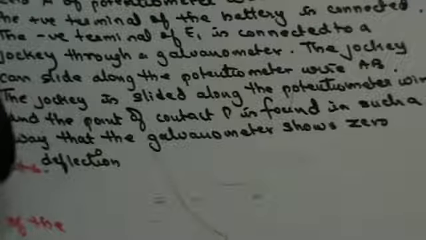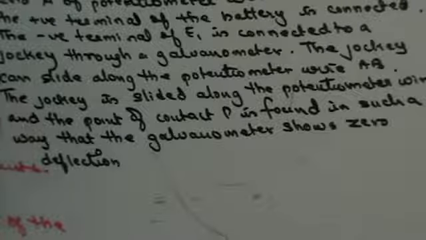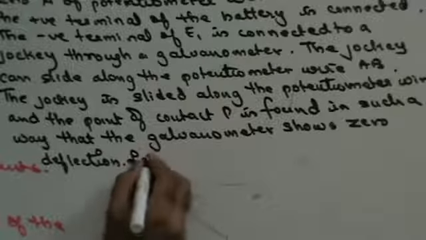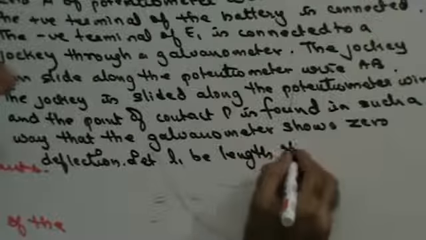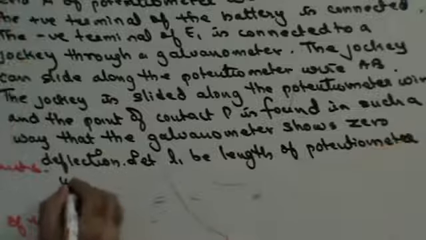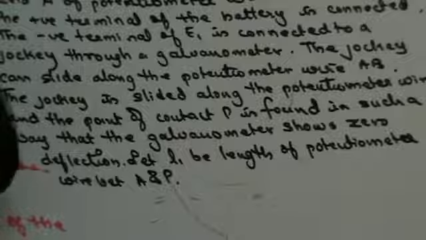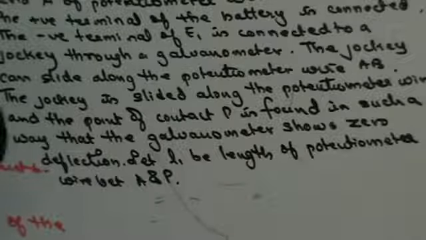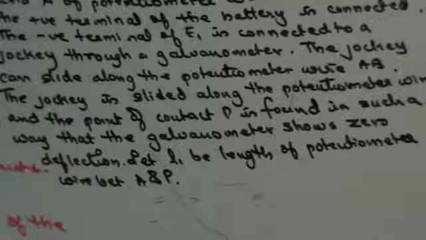Now, such a point for which the galvanometer shows zero deflection is the null point. Let L1 be the length of the potentiometer wire between A and P. Right? Now, since no current is flowing through the galvanometer, the potential at point P must be the same as the negative terminal of E1.